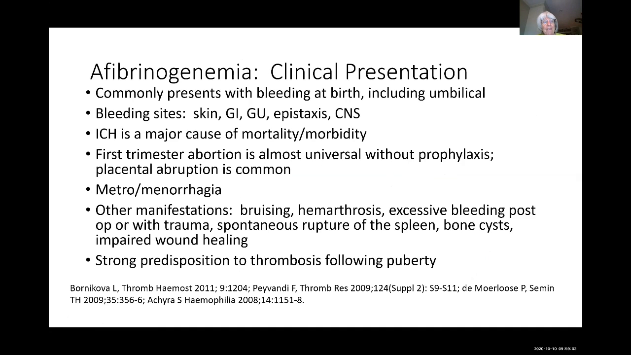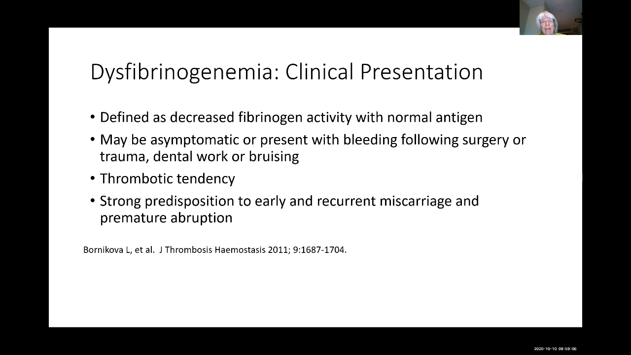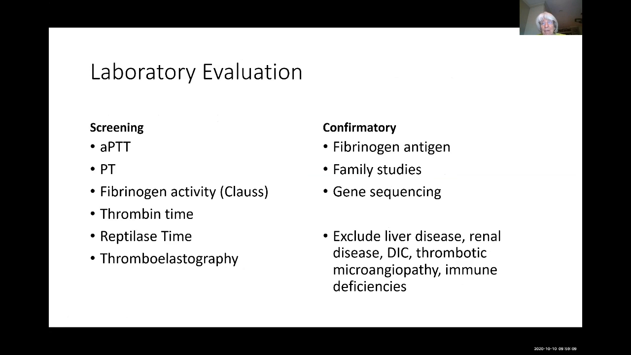Dr. Acharya talked to us about the types and the presentation, and a lot about the laboratory evaluation, and about how we confirm it by looking at the antigen. If the antigen's normal, but the function's down, that means you have protein that's not functional. Whereas if the antigen's down and the activity's down, then it means you just don't have the protein. We do family studies to see if it's genetic, and we look at the gene sequencing. And oftentimes we have to make sure that the abnormal fibrinogen was not a byproduct of liver disease, kidney disease, disseminated clotting from an infection, a disorder called thrombotic microangiopathy, or an immune deficiency.